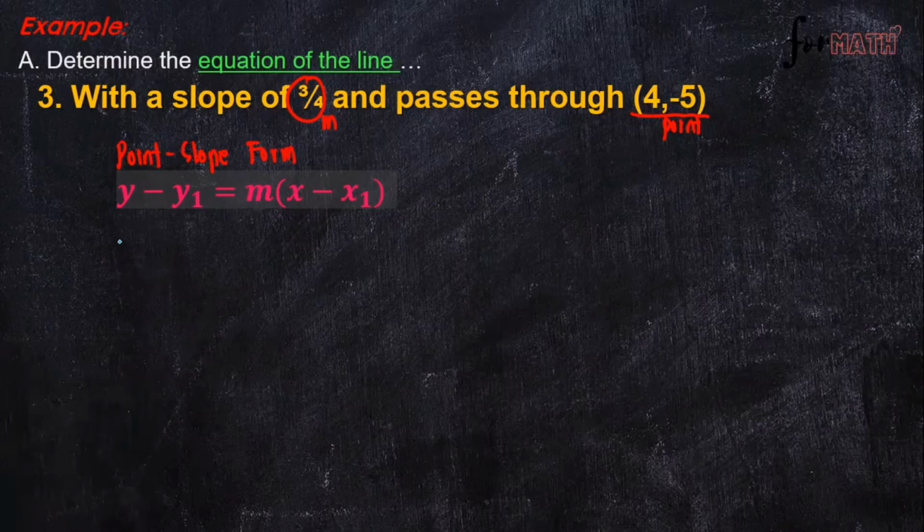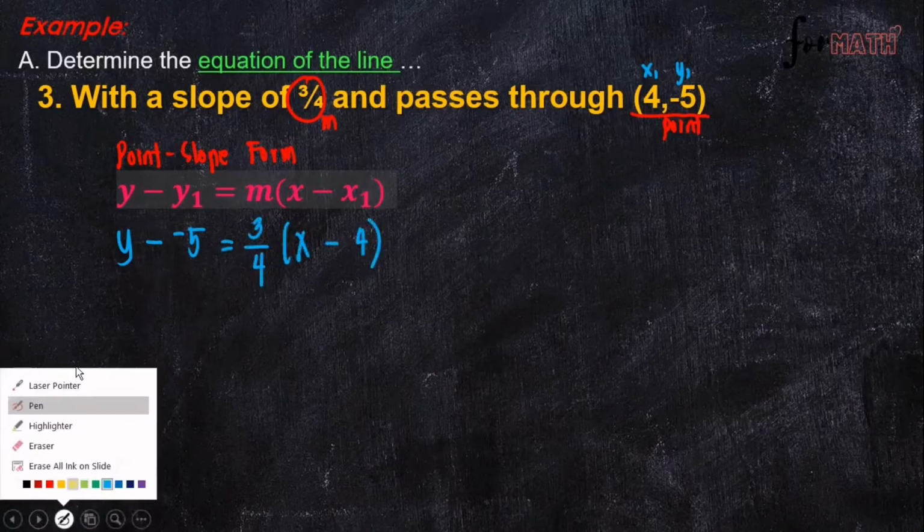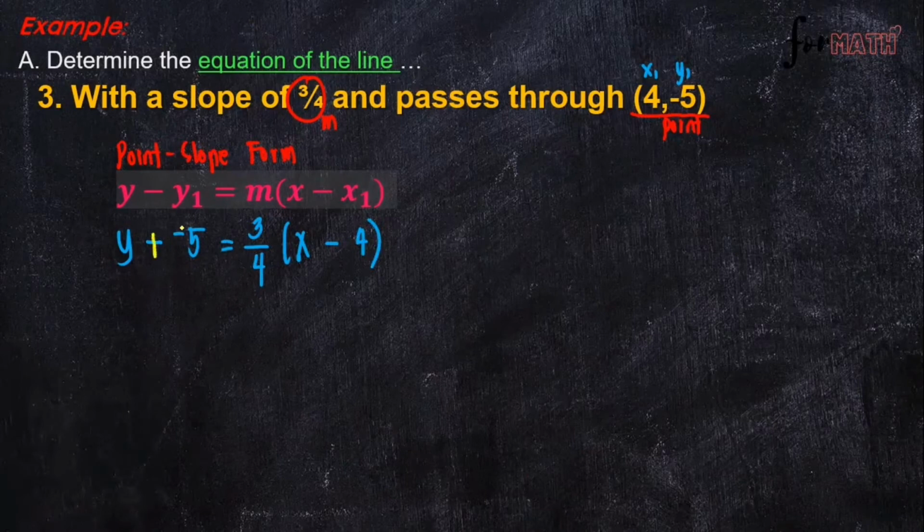So, substitute lang po natin y minus. Ang y sub 1 natin is negative 5. Ito yung x sub 1, y sub 1. Equals, given ang m natin which is 3 over 4. Copy yung x minus x sub 1 natin ay 4. Okay. So, since meron tayong minus, negative, so magiging plus, positive. Okay, yun lang naman. Magkakaroon ka na ng y plus 5 equals 3 over 4 times x minus 4.